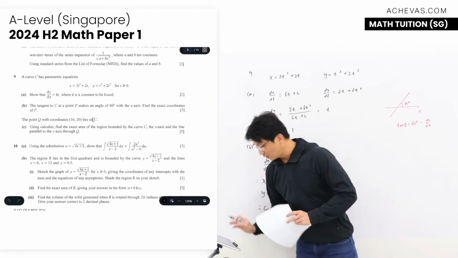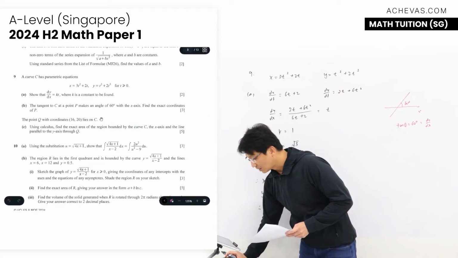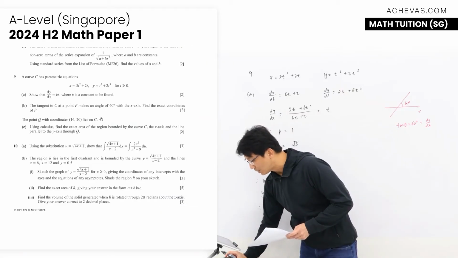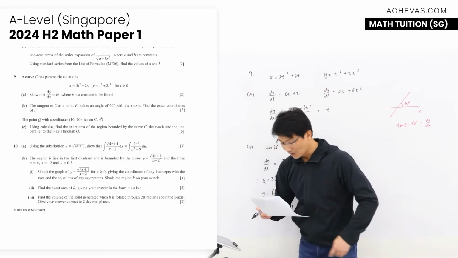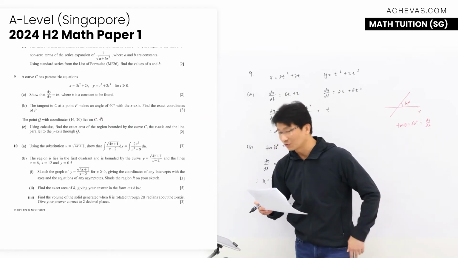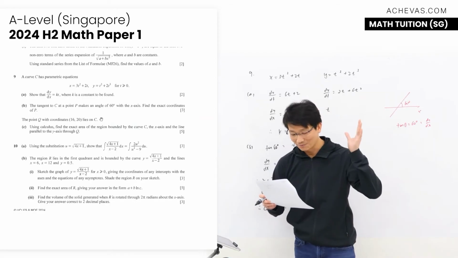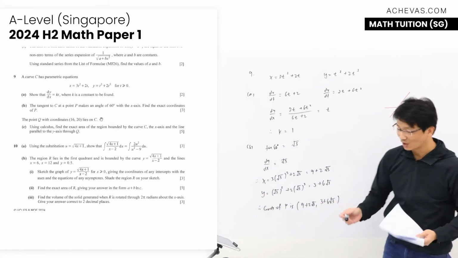Also, now we are given Q with coordinates of 16, 20, part C. Using calculus, find the exact area of the region bounded by the curve, the x-axis, and the line parallel to the y-axis through Q. I think it's a bit difficult if you just solve this question by visualizing alone. I think a better way is to do a rough sketch.